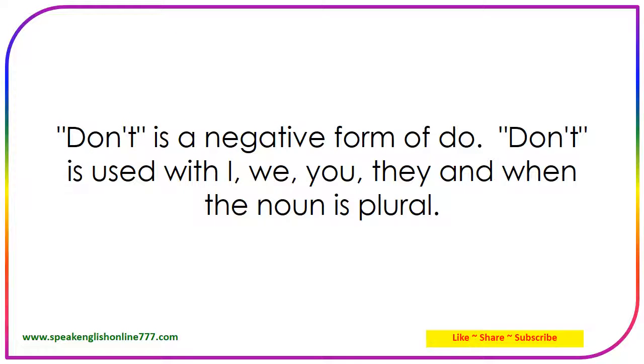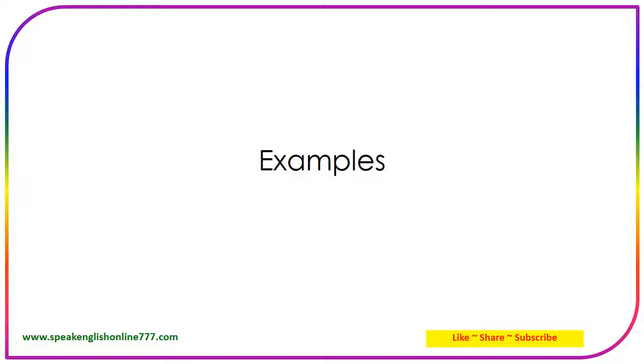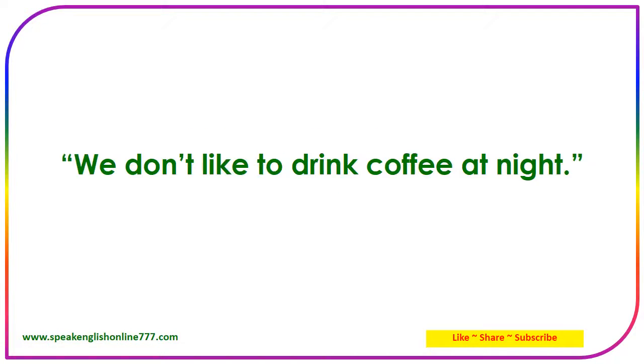Don't is a negative form of do. Don't is used with I, we, you, they, and when the noun is plural. Examples: we don't like to drink coffee at night.